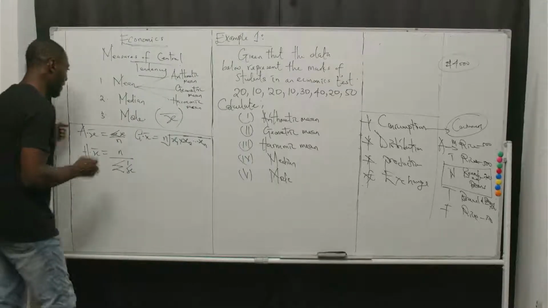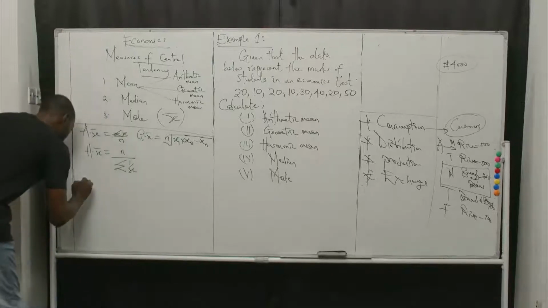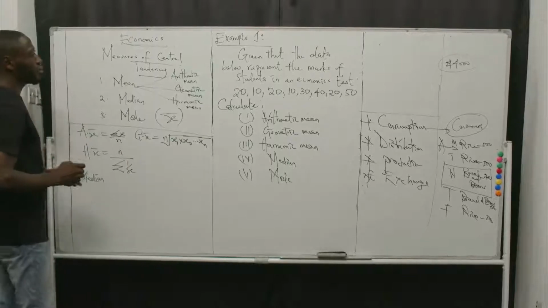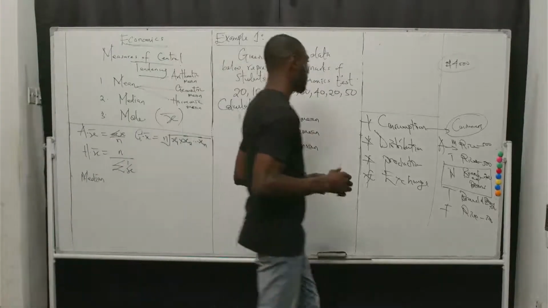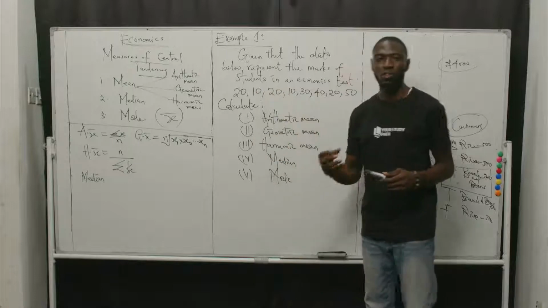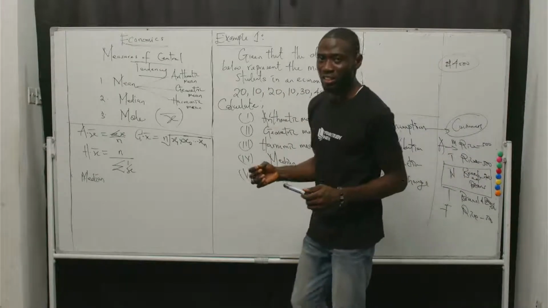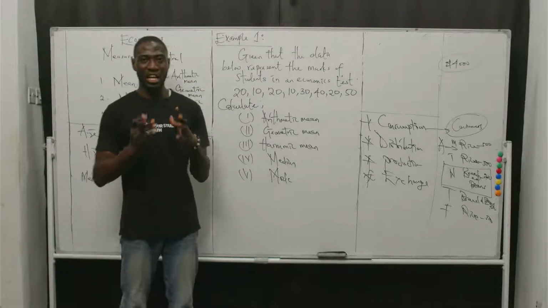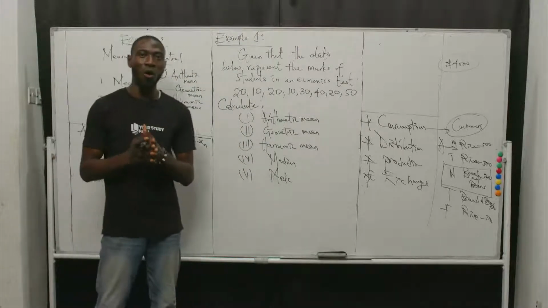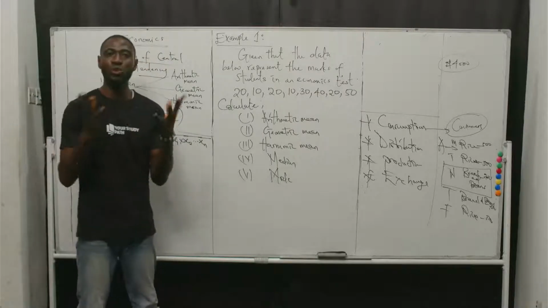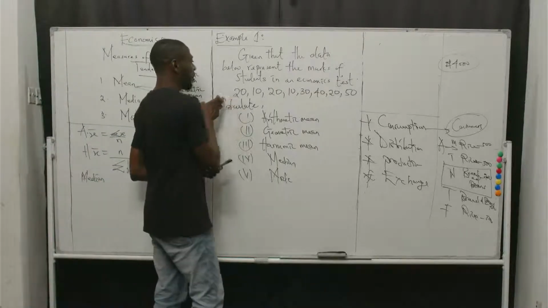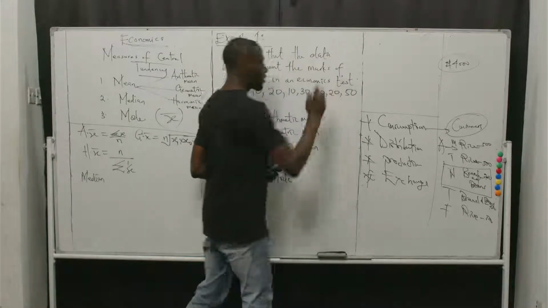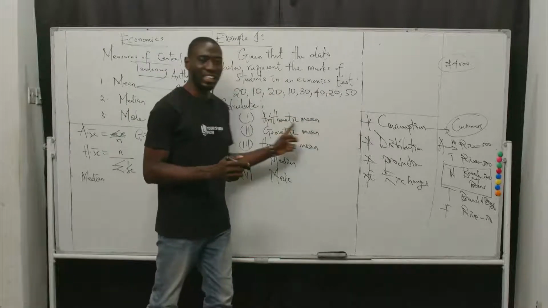Then we have median. Now, for median, you need to take note of something. Anytime you want to solve for median, you need to come to the fact that your data set can be in an even position or in an odd position. Now, what do I mean? This is what I'm saying. Now, let's count these data we have here. 1, 2, 3, 4, 5, 6, 7, 8. Now, my data set is 8.